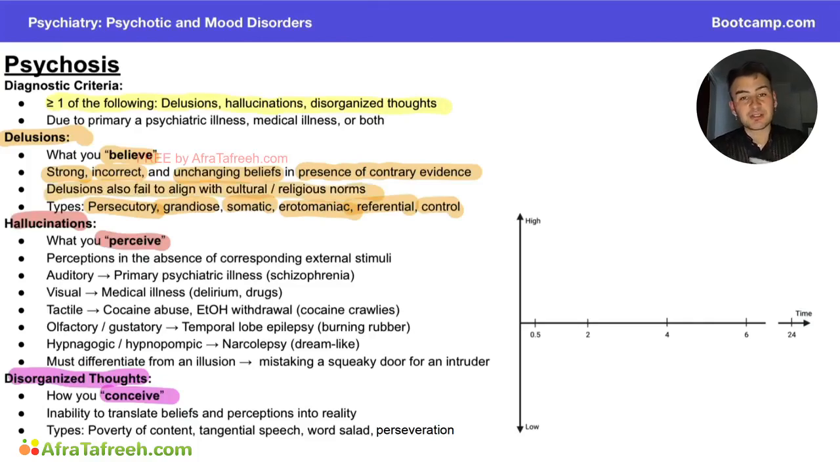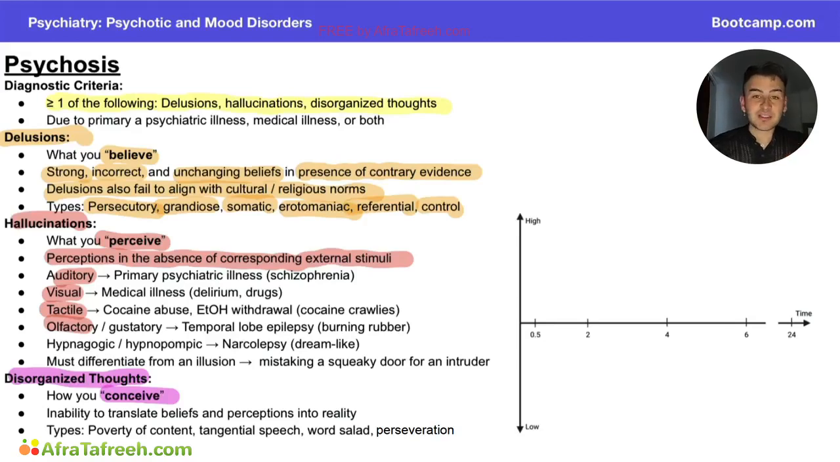So now that we've talked about delusions, let's go ahead and move on to our hallucinations. So hallucinations are all about what we perceive. And so they are perceptions in the absence of corresponding external stimuli. Now that's a complicated definition, and basically what it boils down to is you think something is happening with your five senses, but it's actually not happening. And it can be in any of your five senses. So we have auditory, visual, tactile, olfactory. These are all examples of hallucinations.